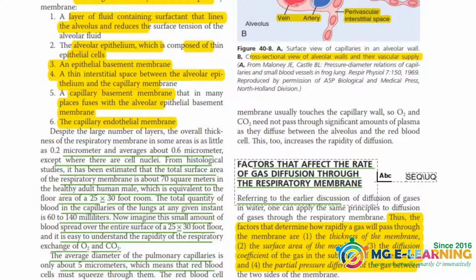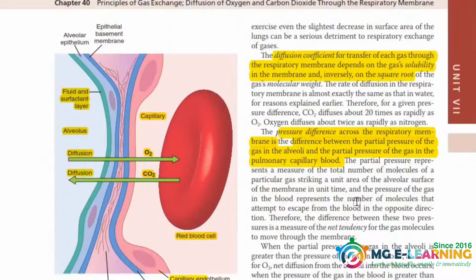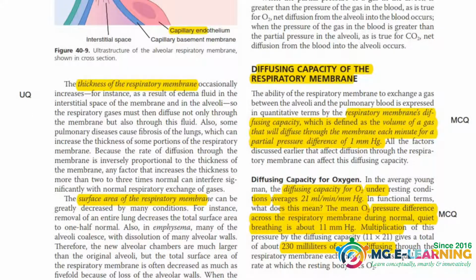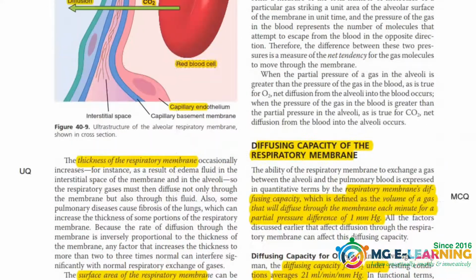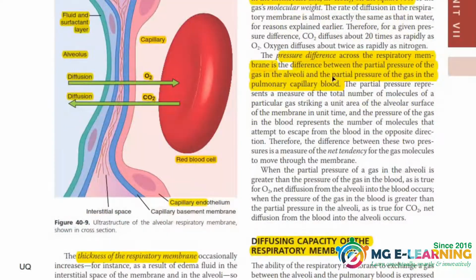Now the next topic of this chapter is the factors that affect the rate of the gas diffusion through the respiratory membrane. This topic is very important. This is a potential SCQ and this is a past UQ, so this is a must topic, and all the factors are highlighted. Thickness of the respiratory membrane, surface area of the respiratory membrane, they all are very important. This is a past UQ. And the diffusion coefficient and the pressure. For the paper you have to memorize all the highlighted text.